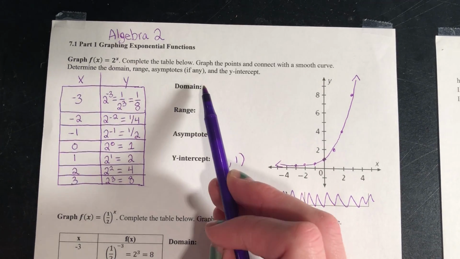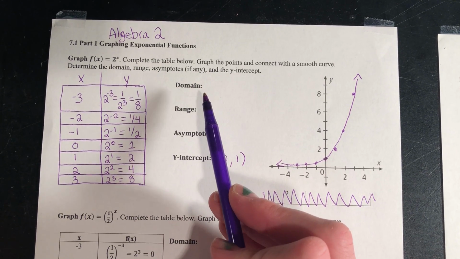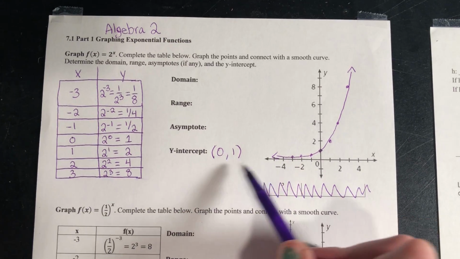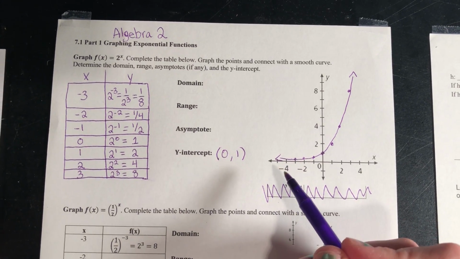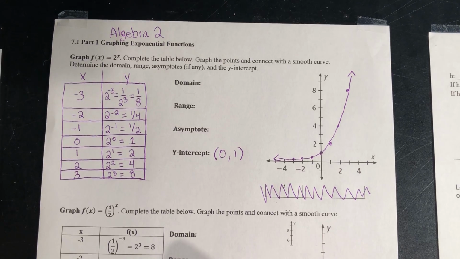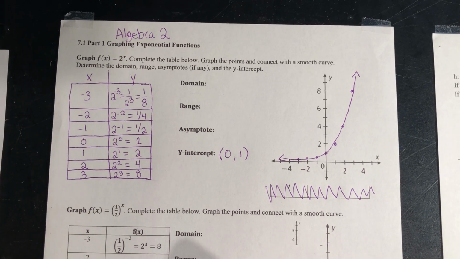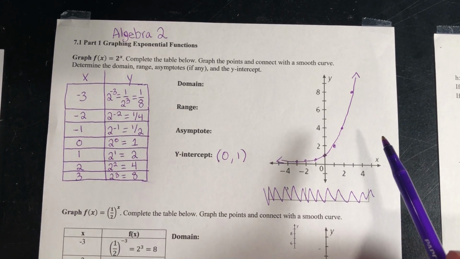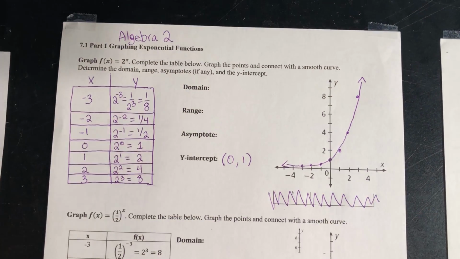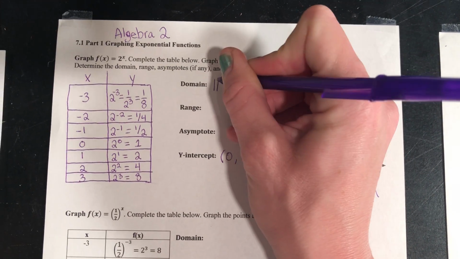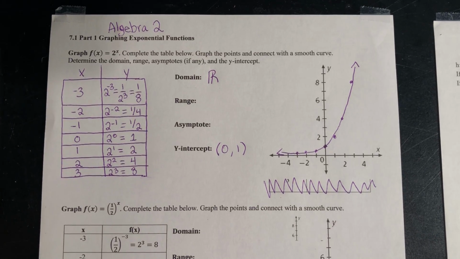Let's look at our domain. Domain, again, is x values. Well, x values can be all going this way. I check my calculator, I can go 2 to the -1,000th power. It's going to be very, very small, but it's still going to exist. I can also go 2 to the 1,000th power, and that's going to be very, very large, but it's still going to exist. So our domain is all real numbers.